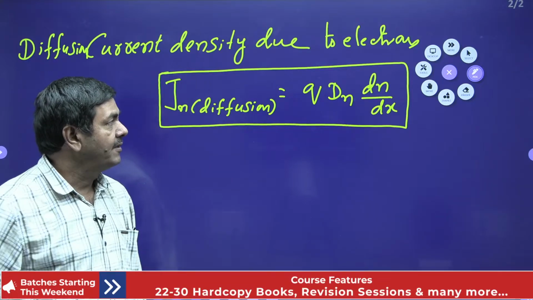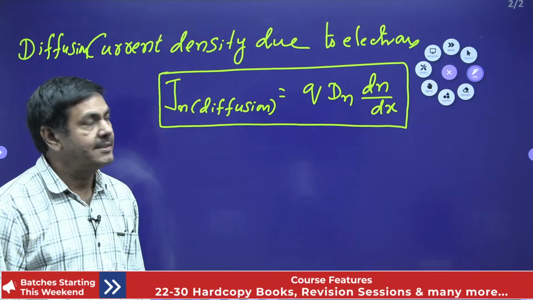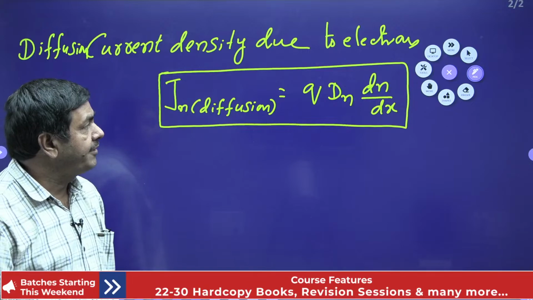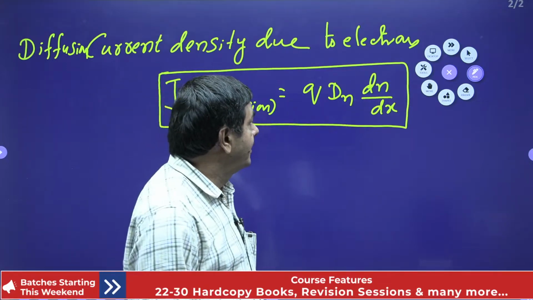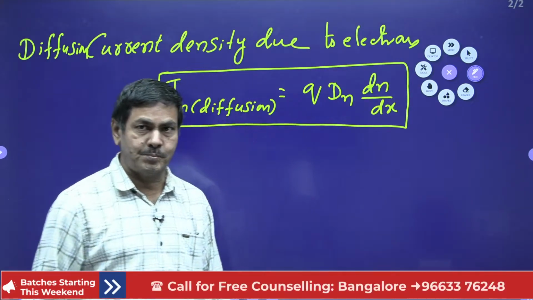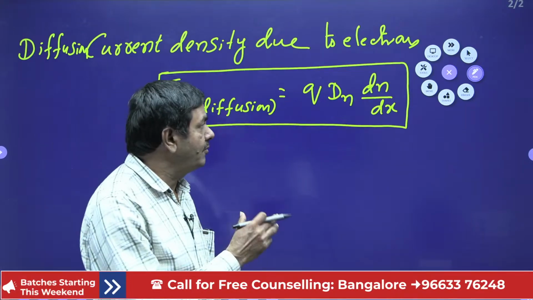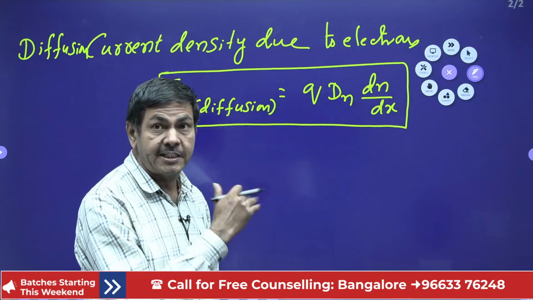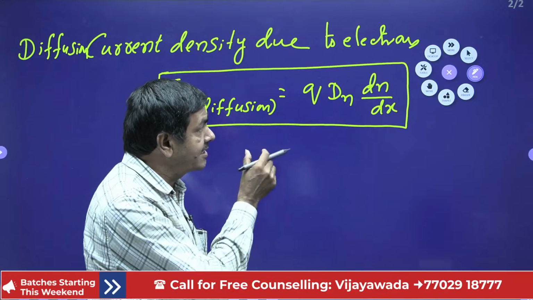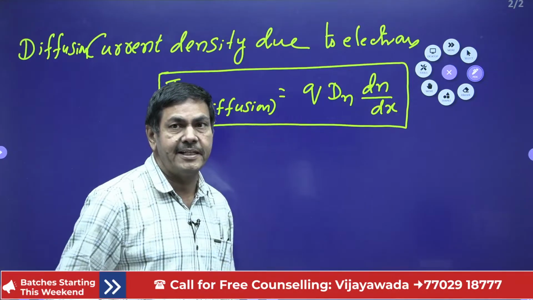Here q is the charge, D suffix n is said to be the diffusion coefficient, and dn by dx is nothing but the slope. The slope of what now? The change of the concentration, the concentration gradient only. The concentration gradient we can call dn by dx.